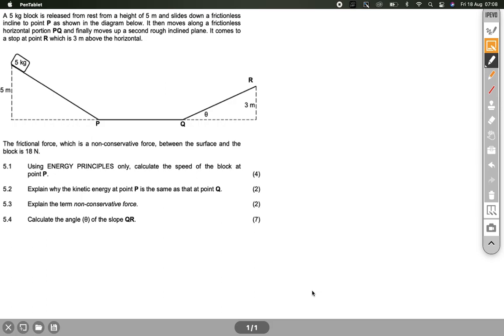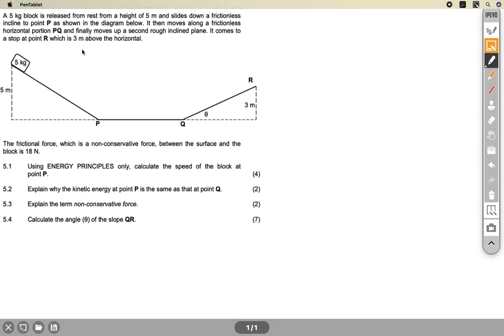Grade 12, work, energy, and power. Okay, so we are given a 5 kg block which is released from rest from a height of 5 meters and slides down a frictionless incline.